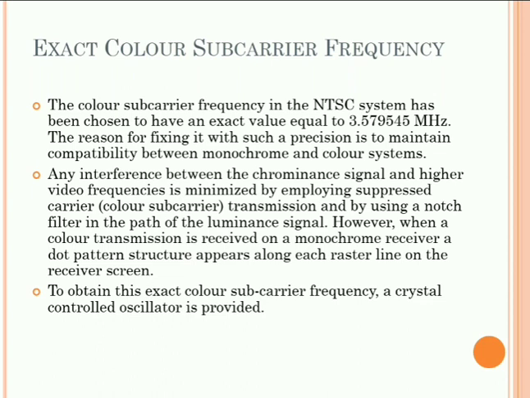For the monochrome television, the signal will be converted into the black and white or monochrome signal, and for the color signal it will be transmitting that signal. So to differentiate between the monochrome and color signals, we have to give the subcarrier frequency with a precision of 3.579545 megahertz. Any interference between the chrominance signal and higher video frequencies is minimized by employing suppressed carrier or color subcarrier transmission, and by using a notch filter in the path of the luminance signal.